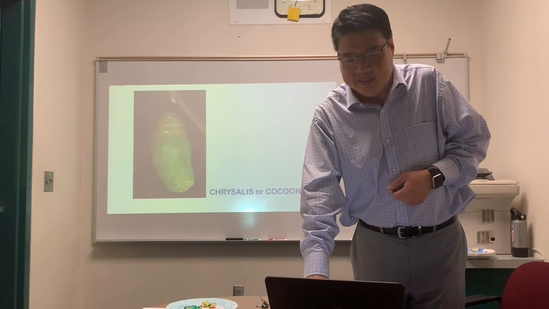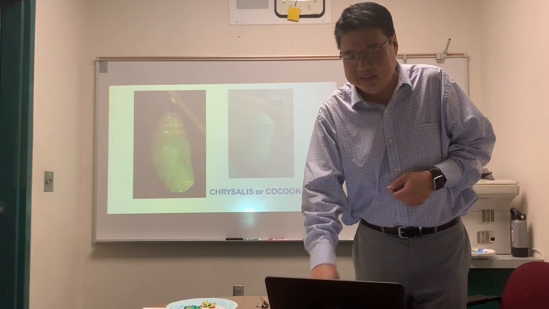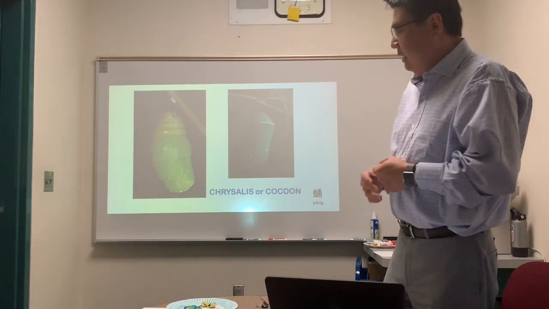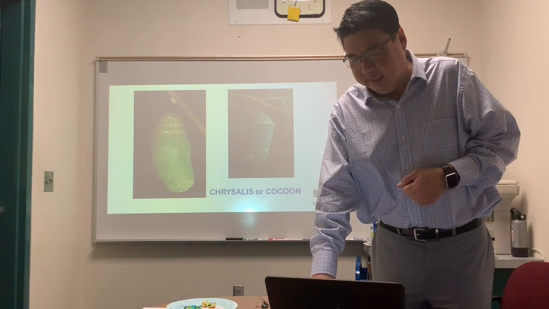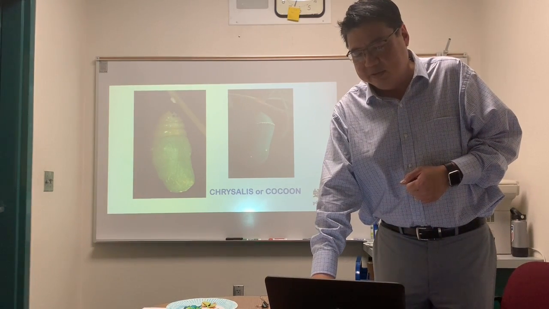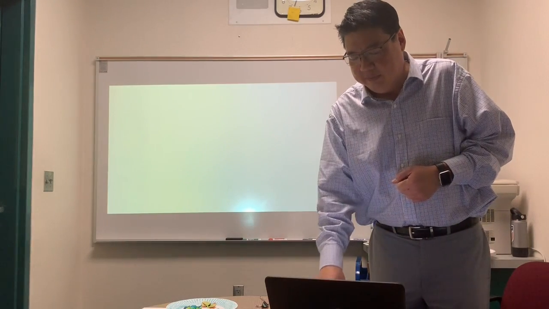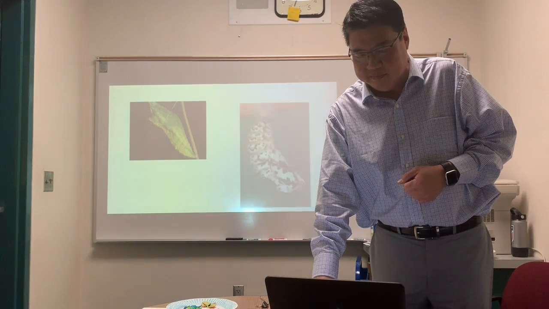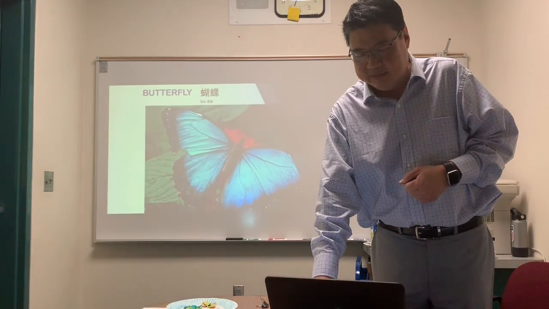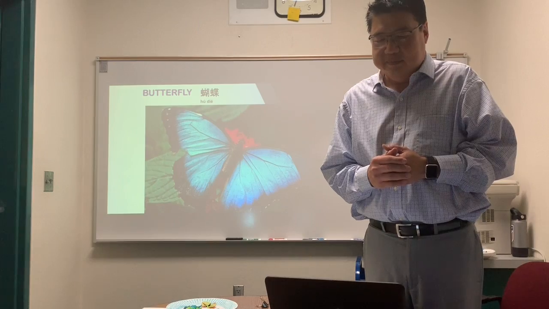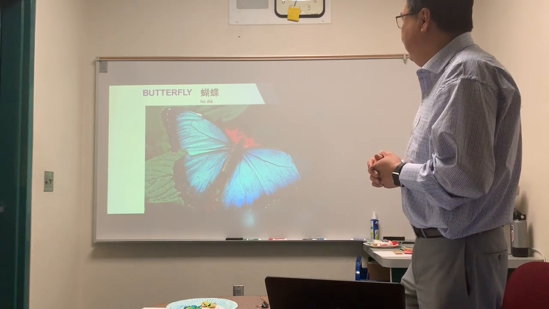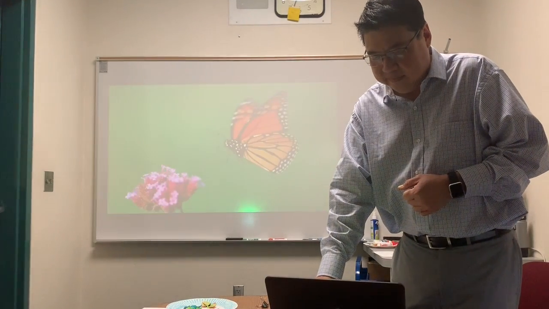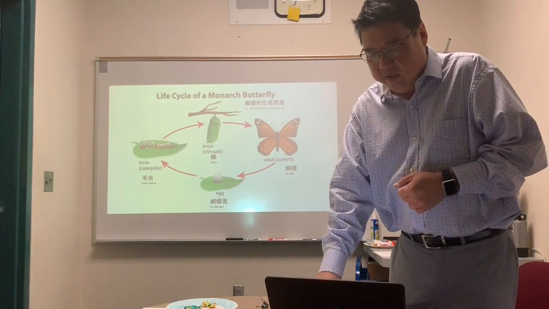Now, after the caterpillar, this is the cocoon or the chrysalis. So this is after the caterpillar. When it turns into a butterfly, it turns into a cocoon first, and then it becomes a butterfly. Let me show you more different types, different shapes of cocoons, different shapes of chrysalis. Can you all say chrysalis? And that's when it comes out, and these are butterflies. Okay.